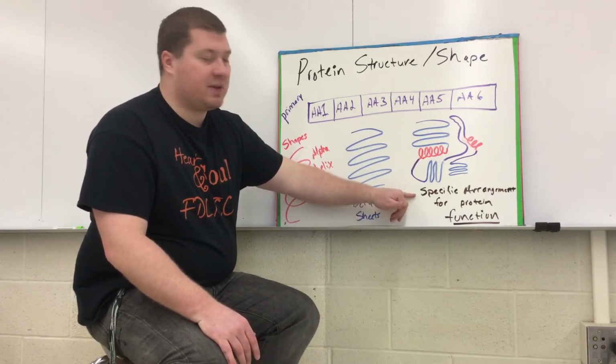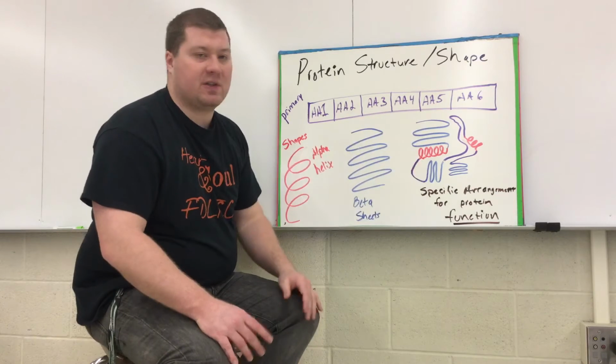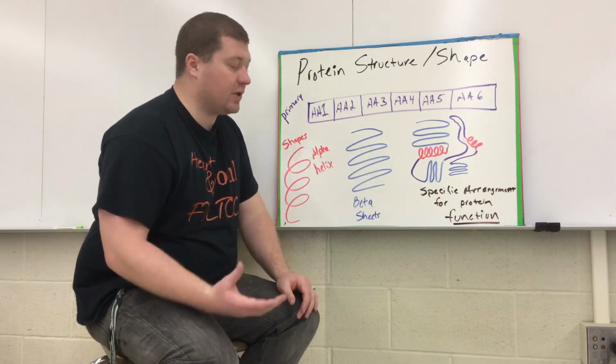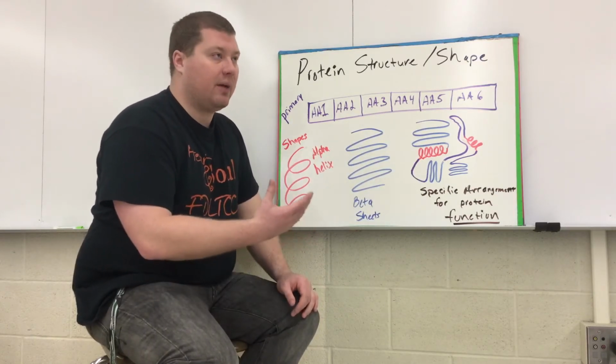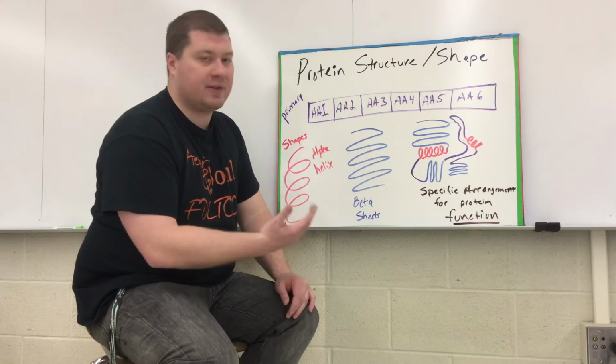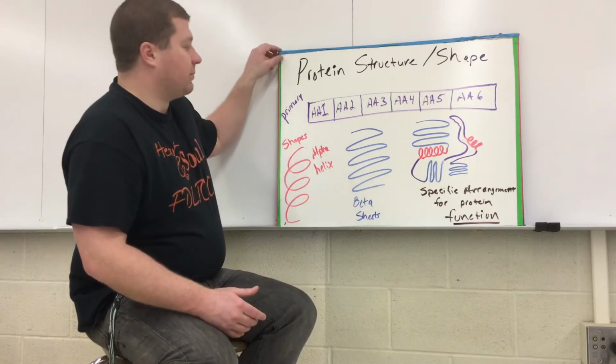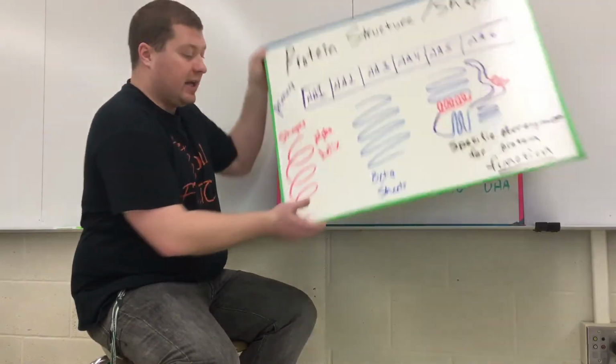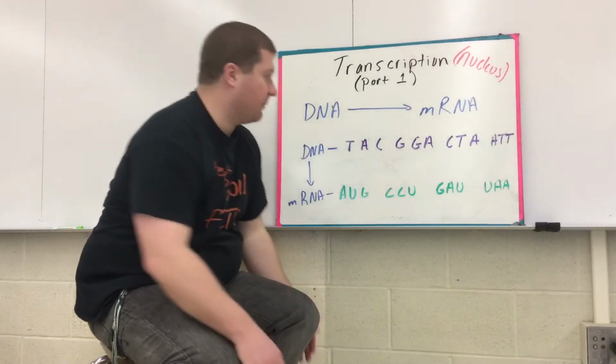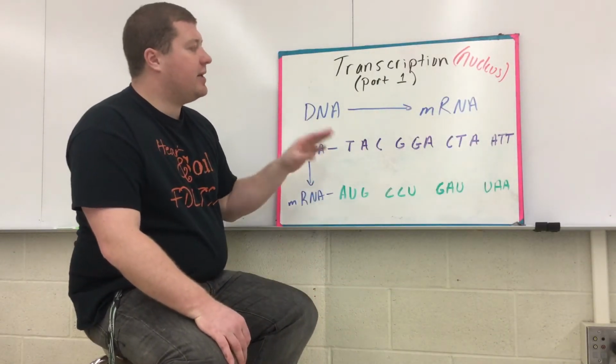Now, these are specific arrangements, so the protein doesn't just assemble randomly. So, for example, insulin, which is used for sugar digestion, will always have the same shape to it because it always has the same function. So protein function and shape are directly related to each other. So, how do we get to proteins?